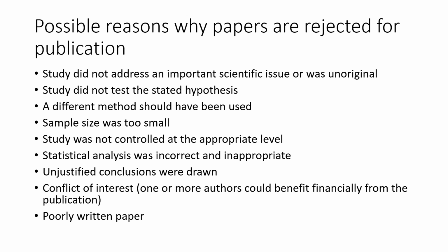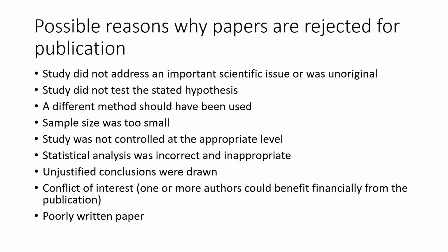And then a different method should have been used. If a reviewer comes back and says, hey, we like a good chunk of this paper, but we also think they need to do this test to prove their point, then the authors have a chance to go and do that test and resubmit it with the additional information, or to do a rebuttal of why they don't think that was necessary. Another thing is the sample size was too small, so you just don't have enough statistical power to make your conclusions, or the study was not controlled at the appropriate level. The statistical analysis was incorrect and inappropriate. If that happens, the authors can redo the statistics using the correct and appropriate statistical analyses and redraw their conclusions based on the new results.